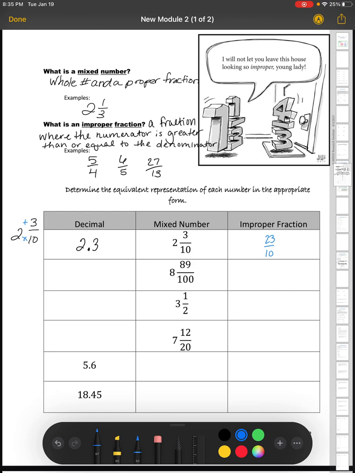So this next one, 8 89/100ths. They started us off pretty easy on this. Improper fraction, so you're going to do 8 times 100, which gives you 800, right? So we're going to multiply these two numbers. All right, so that's 800 plus 89. So you're going to have 889 over 100. Keep the same denominator. This next one's really easy to turn into an improper fraction. 2 times 3 is 6, plus 1 is 7. Keep the same denominator of 2, so 7 halves.